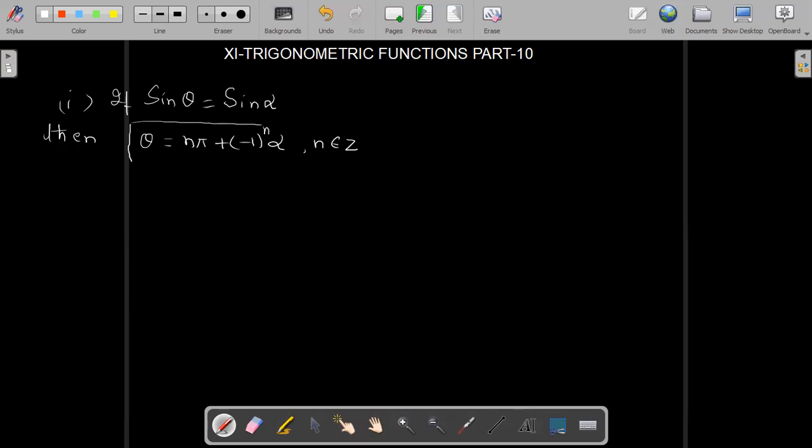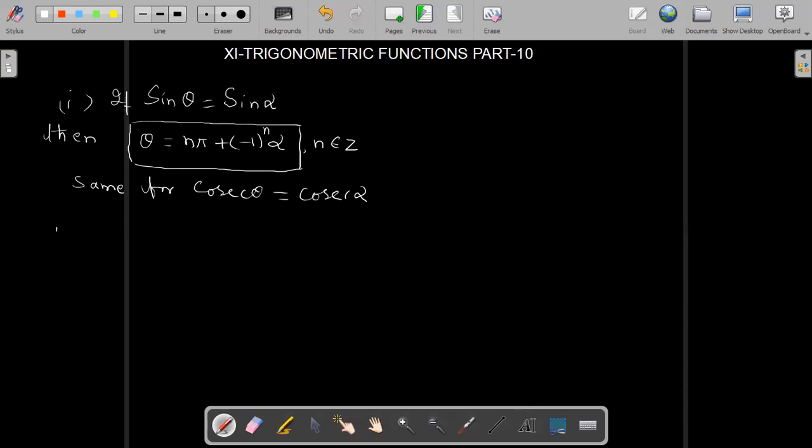Theta is equal to n pi plus minus 1 raised to power n, meaning when n is odd it will be plus, and when n is even it will be minus. So that is sine theta, and the same holds for the opposite of sine theta, which is cosec theta. We can convert cosec into sine, or use the same formula for cosec theta equal to cosec alpha, because it is the reciprocal.